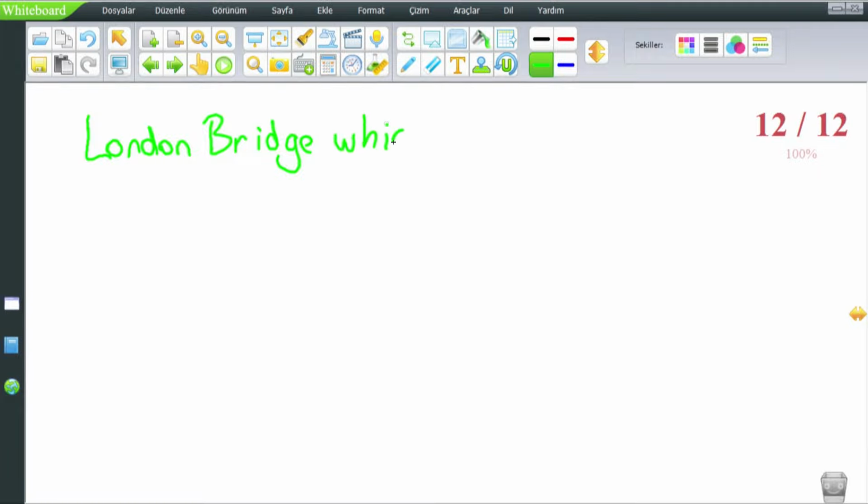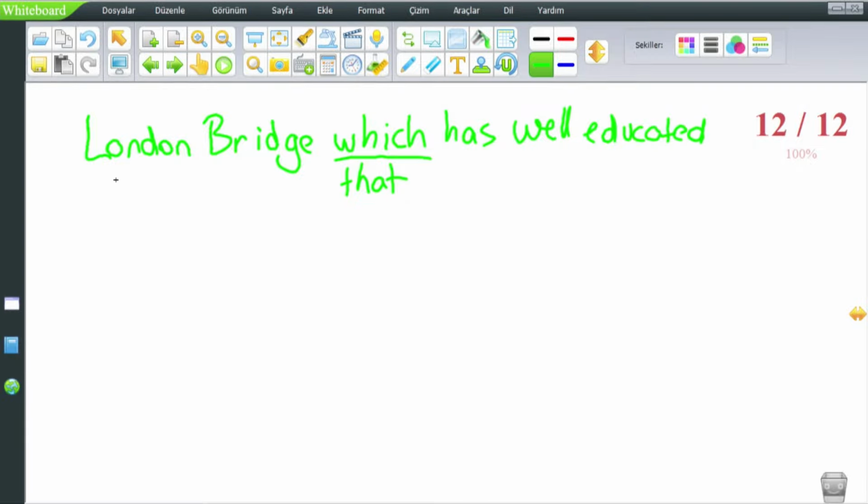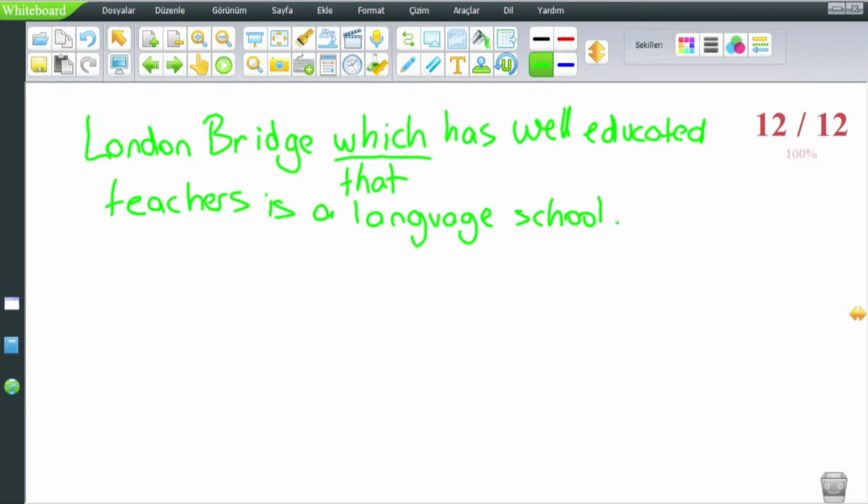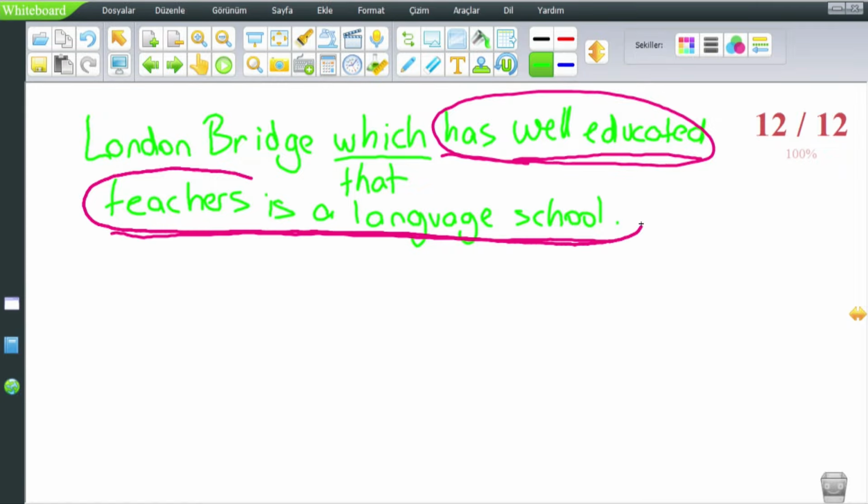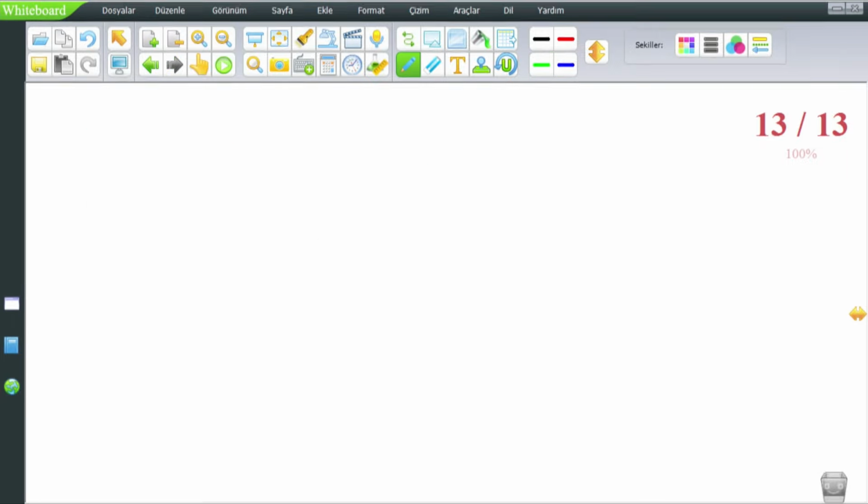London Bridge, which has or that has well-educated teachers, is a language school. Here, I made that London Bridge has well-educated teachers the main clause and the focus of the sentence.